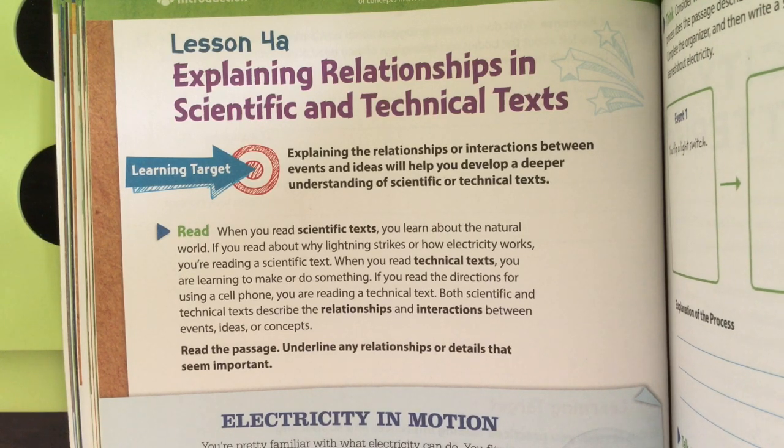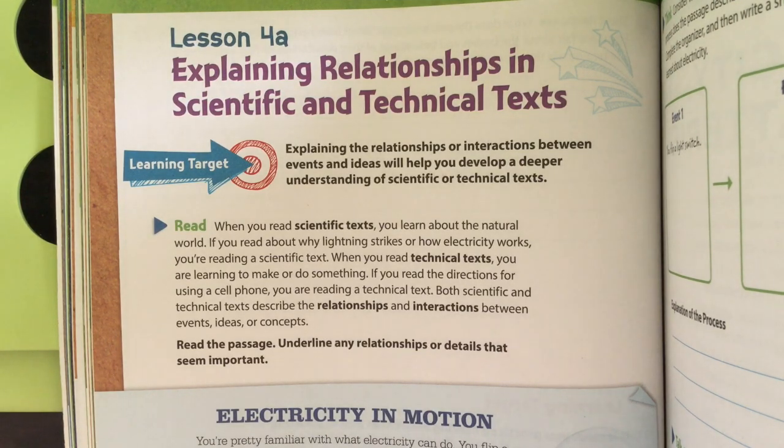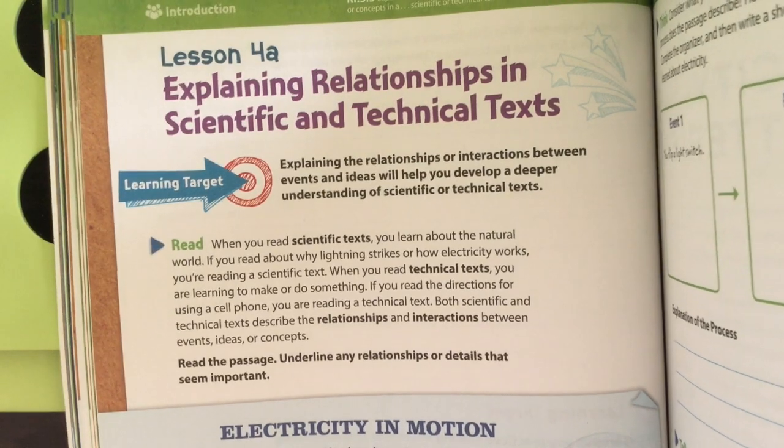Now scientific just means it's going to relate to science. Technical texts usually are something that's telling you how to do something. So it says when you read scientific texts, you learn about the natural world. If you read about why lightning strikes or how electricity works, you are reading a scientific text. When you read technical texts, you are learning to make or do something. If you read the directions for using a cell phone, you are reading a technical text. Both scientific and technical texts describe the relationships and interactions between events, ideas, or concepts.